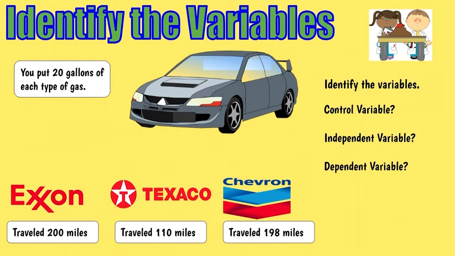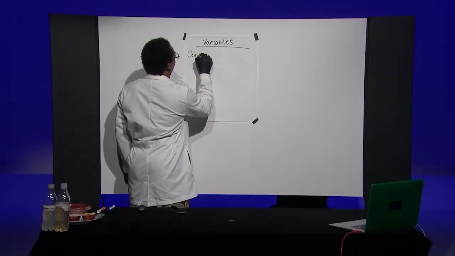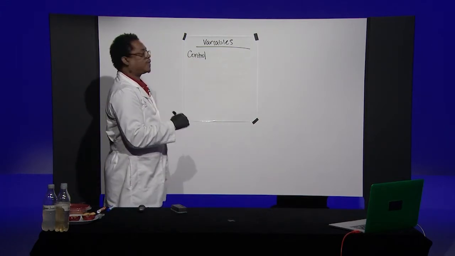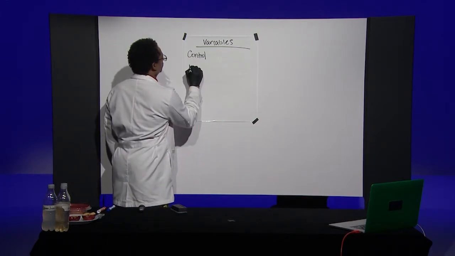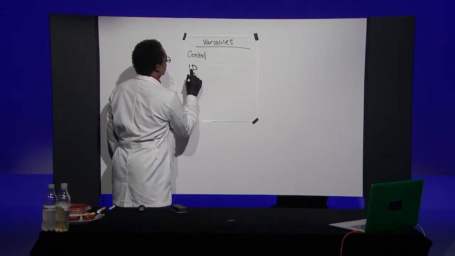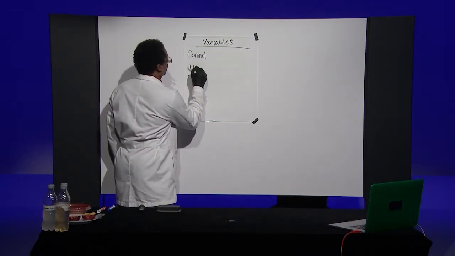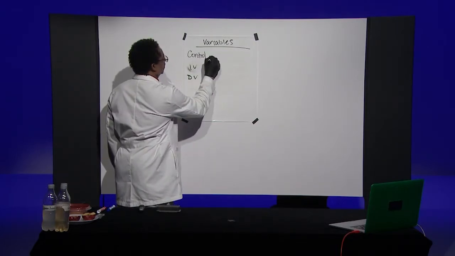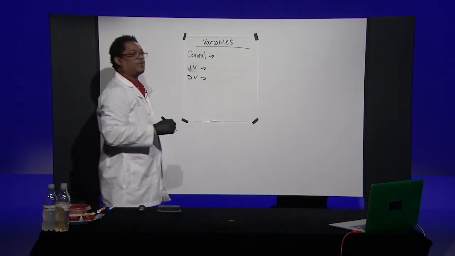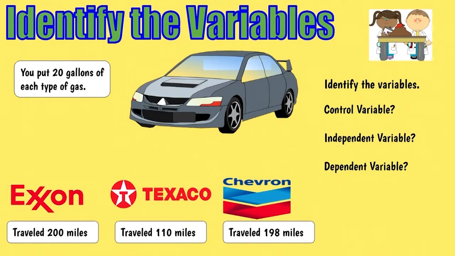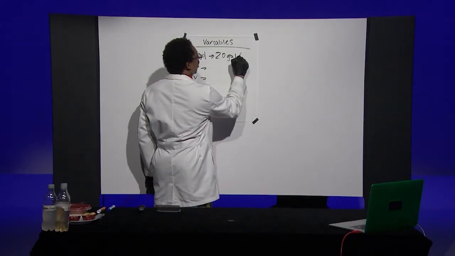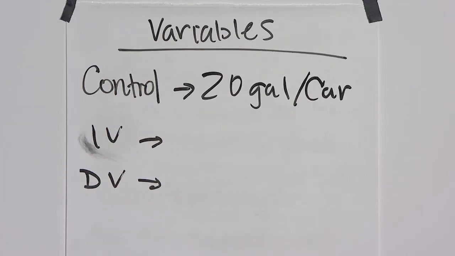So based on the information that we have here, what are my variables? What is my control? And what is my independent variable, my IV, and then my dependent variable? What was the same each time? Good job. The 20 gallons of gas was the same, and the car was the same. So those are things that we control.